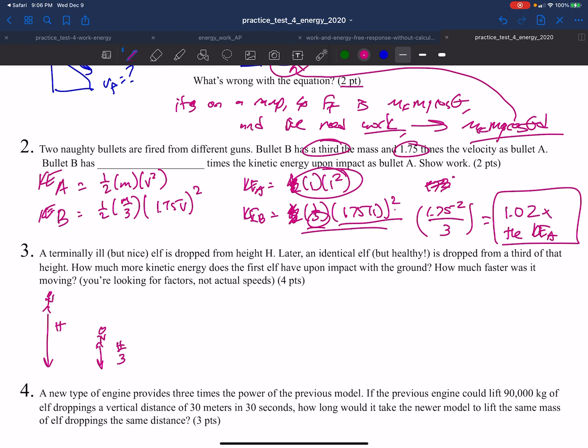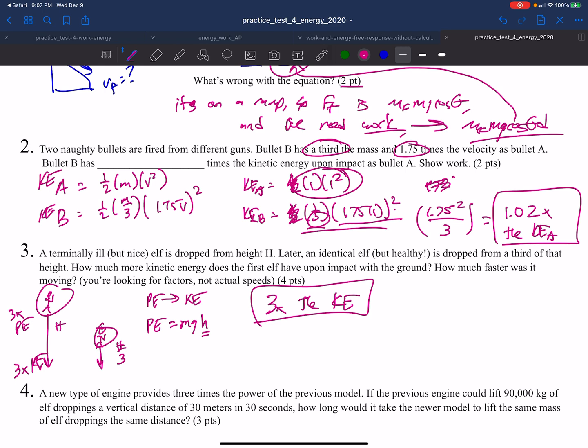Okay, so the first thing to realize here is that all the potential energy is going to turn into KE. Potential energy is mgh. The first elf has 3 times the height of this elf, so it's going to have 3 times the potential energy, right? If this guy up here has 3 times the potential energy, it's going to have 3 times the kinetic energy on impact. So the first part is 3 times the KE.